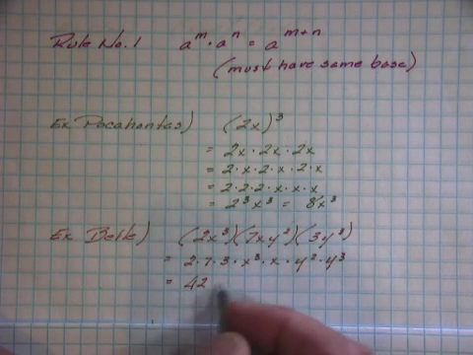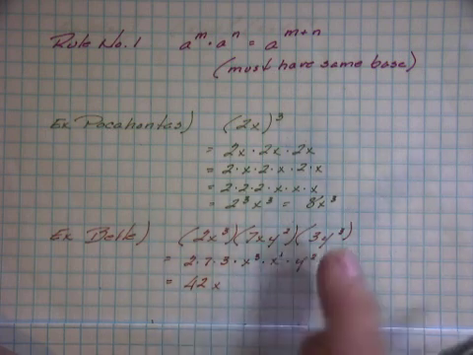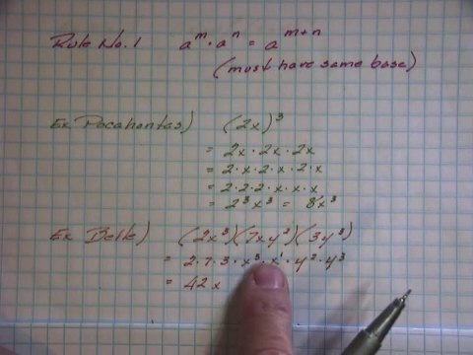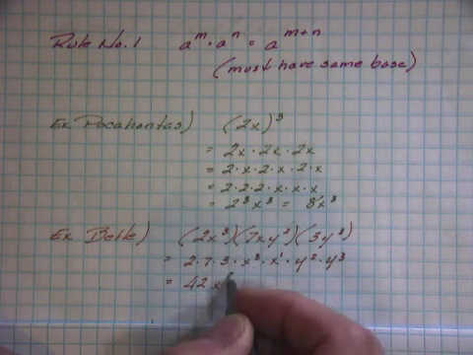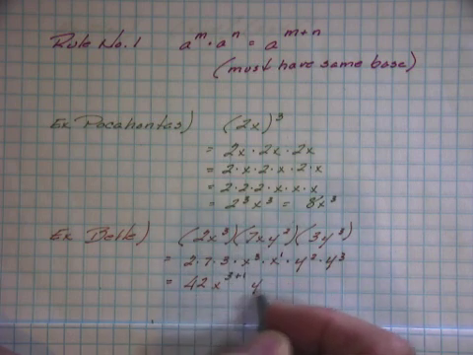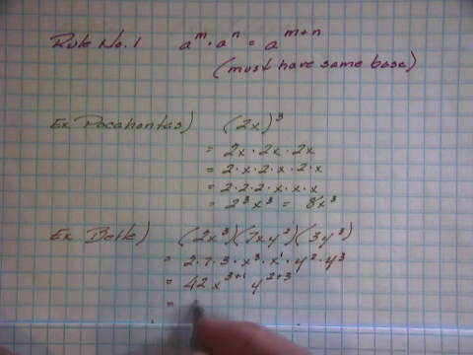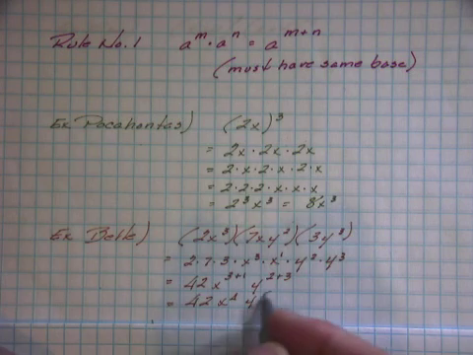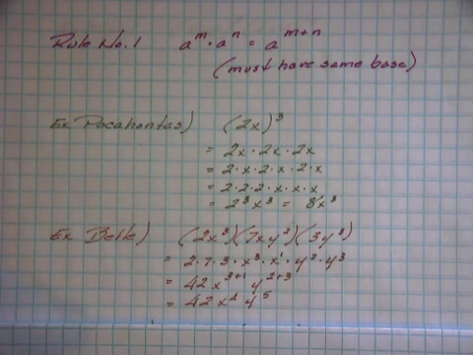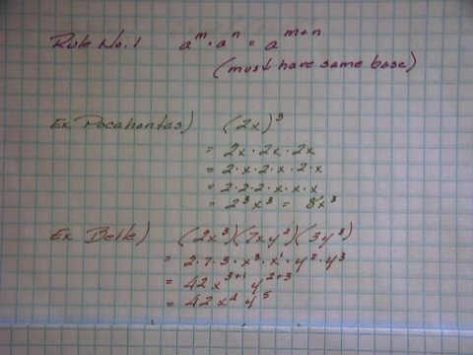Okay, so 2 times 7 times 3 is 42. And now we've got x to the, and x by itself is just x to the 1, so I can make this x to the 3 plus 1, and then y to the 2 plus 3. So my final answer here is 42, x to the 4th, y to the 5th.